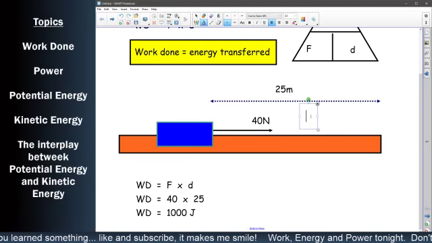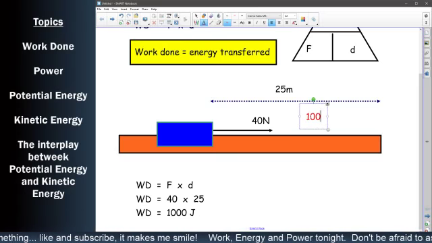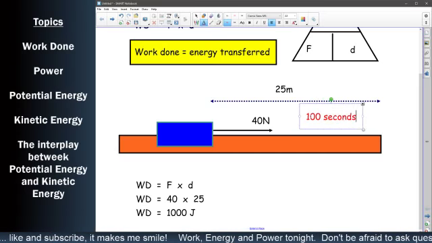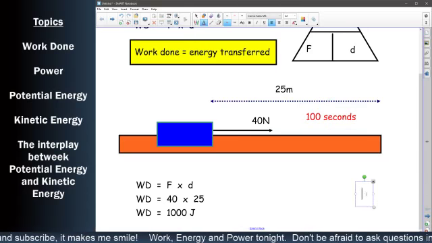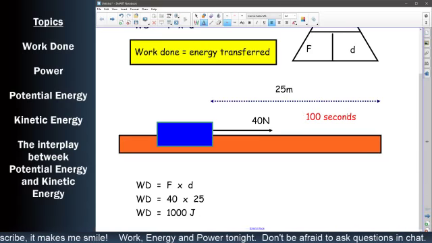Let's say it does that in somewhere around, we'll keep the numbers nice and simple, 100 seconds. Once again, we need the standard units here, so we're using seconds, and we should be looking out in exams for minutes, hours, days even, if we're talking about maybe planetary bodies or snails or anything like that. Can we convert back to seconds, because we need standard units. And we want to find the power.